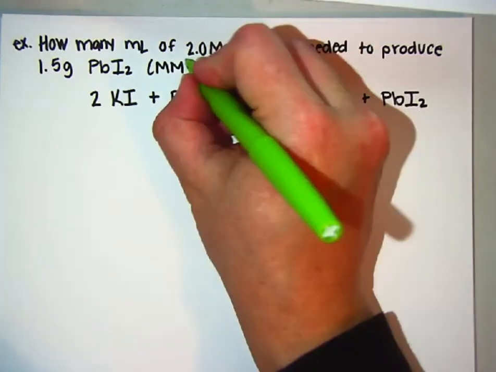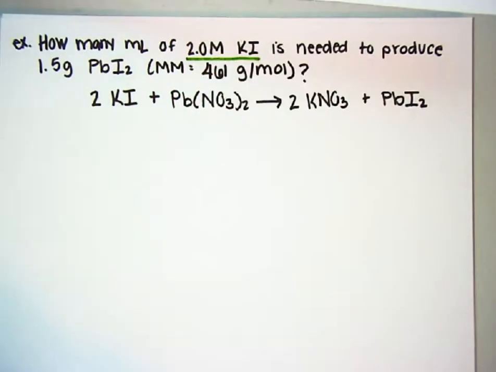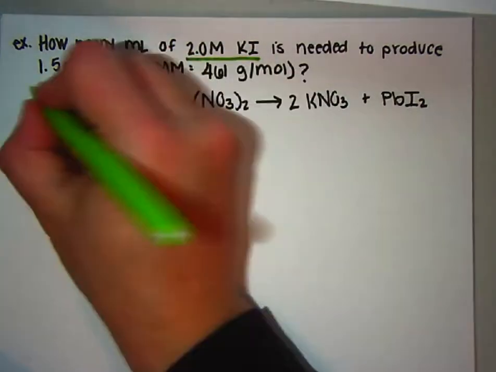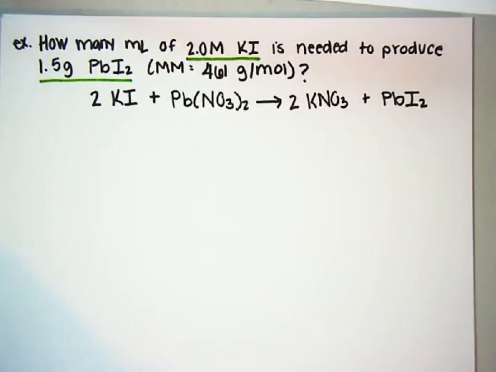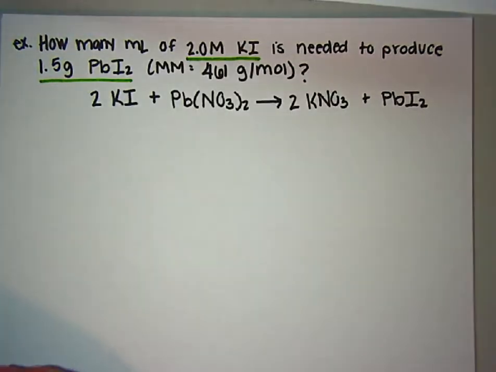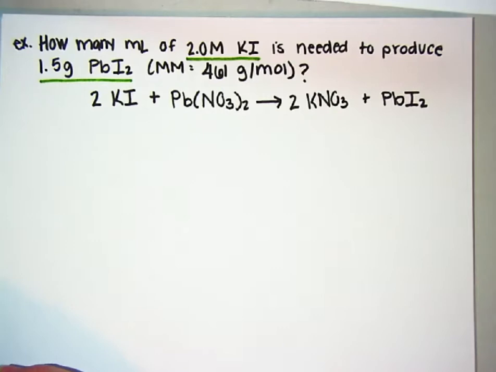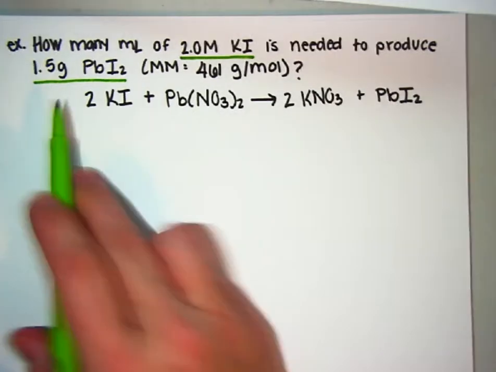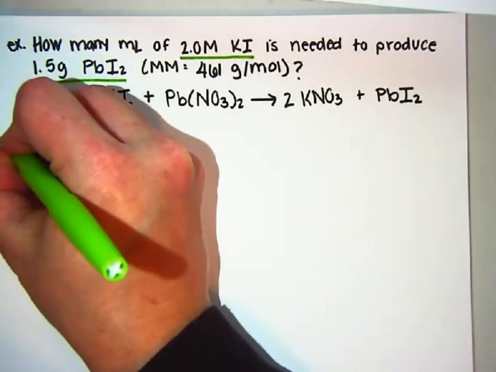So looking at the problem again, we have two givens. I have 2.0 molar potassium iodide and 1.5 grams of lead 2 iodide. Remember, when we have two givens, always start with either mass or volume depending on what you're given. In this case, I have a mass, so that's what I'm going to start with.